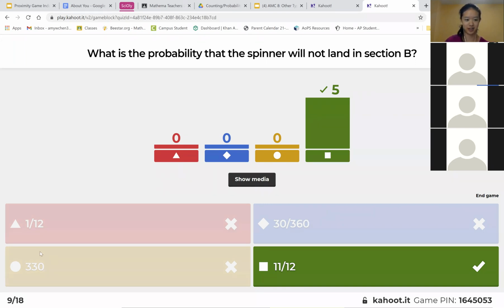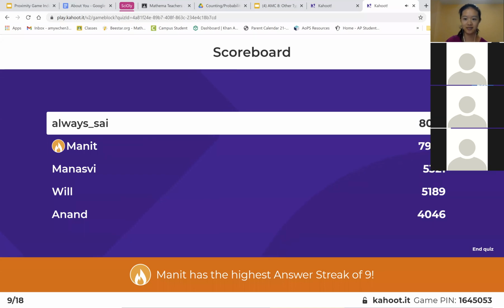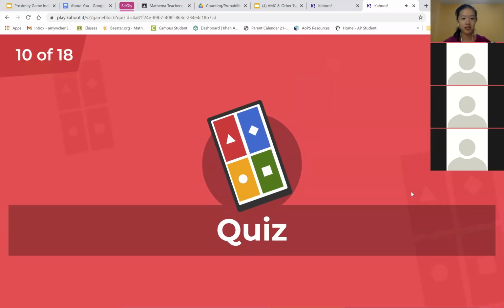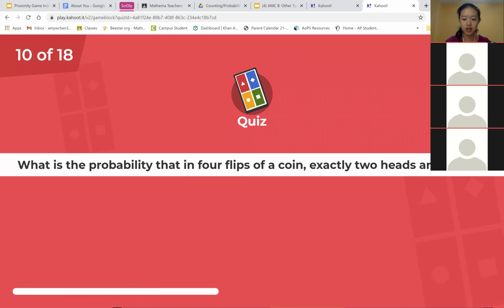Like this one's not simplified. In fact, it's the same as this one. This one's not even a fraction. So yeah, that works. Okay, probability that in 4 flips of a coin, 2 heads are tossed.